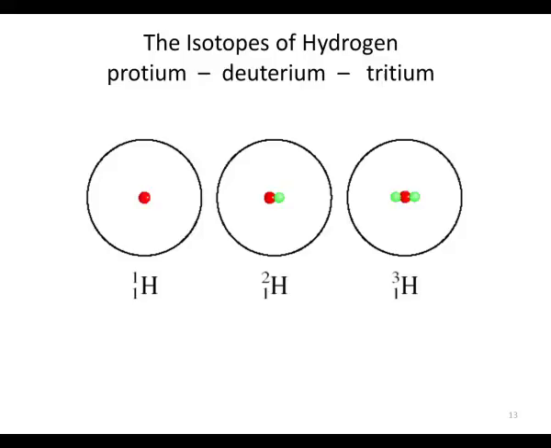It's a picture of the isotopes of hydrogen, showing the 1 proton in protium, the 1 proton and 1 neutron in deuterium, and the 1 proton and 2 neutrons in tritium. Tritium is also radioactive.